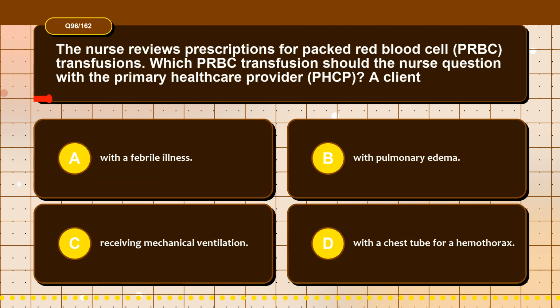Question 96. The nurse reviews prescriptions for packed red blood cell PRBC transfusions. Which PRBC transfusion should the nurse question with the primary healthcare provider PHCP? A client. Here are the options. Option A with a febrile illness. Option B with pulmonary edema. Option C receiving mechanical ventilation. Option D with a chest tube for a hemothorax.